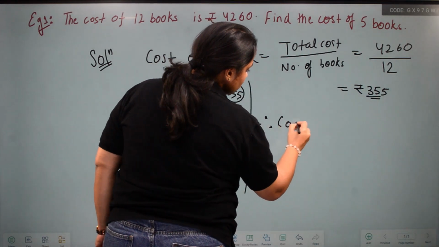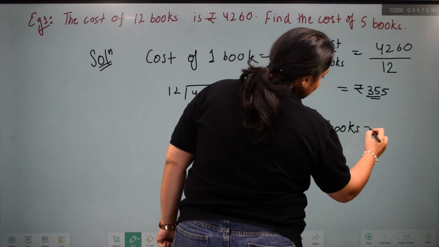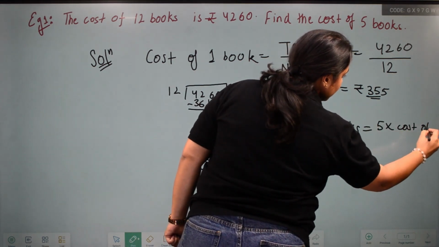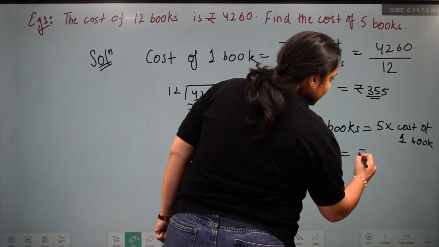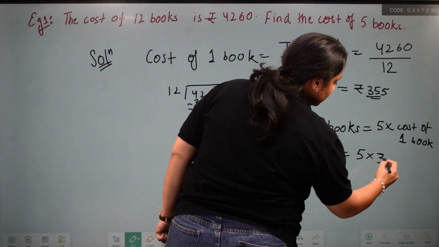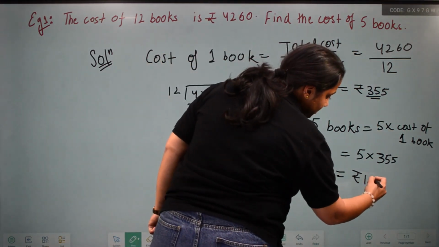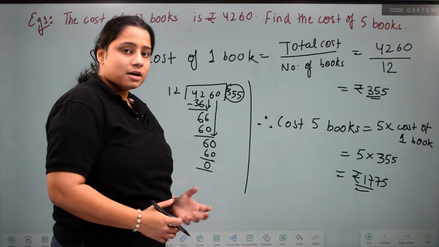Therefore, the cost of 5 books is equal to 5 into the cost of one book, which is equal to 5 into rupees 355, which is equal to rupees 1775. So this is our required answer.